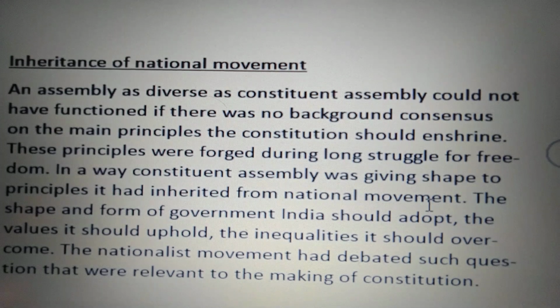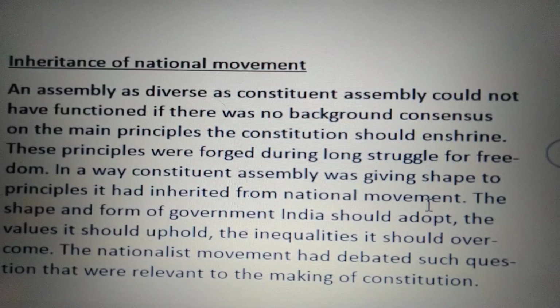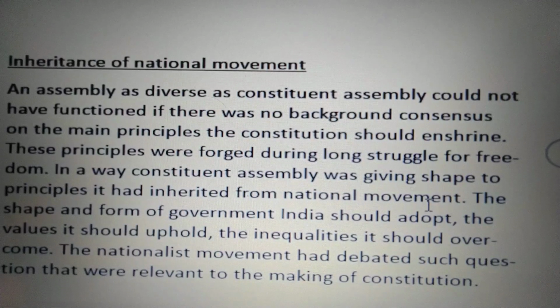Hi guys, we are continuing with the chapter Constitution Why and How. In this video, we will discuss the influence of the national movement on the Constitution of India. We will discuss the institutional arrangement in the Constitution of India and the various provisions that were borrowed from the Constitutions of different countries.